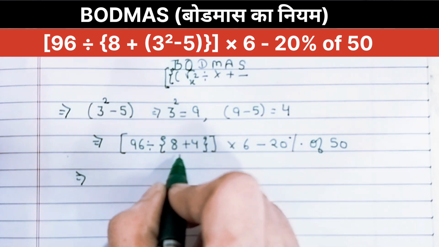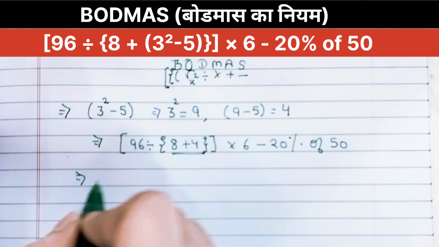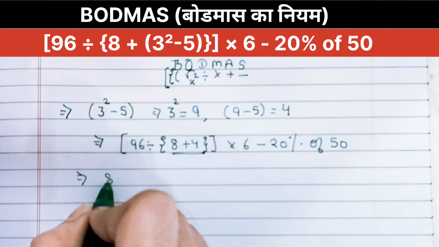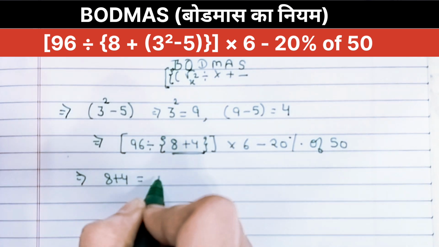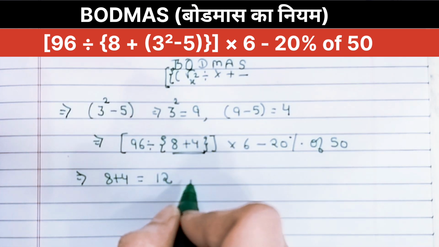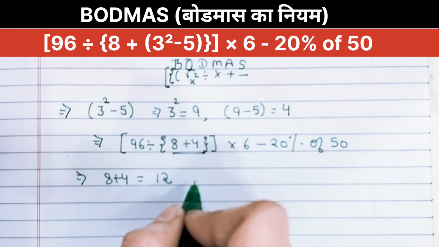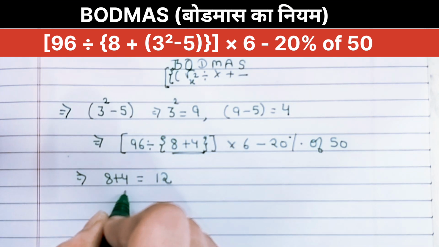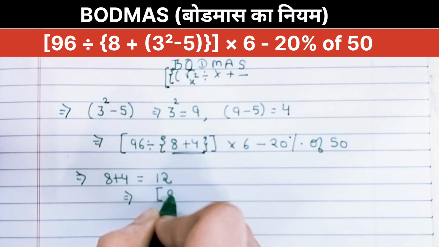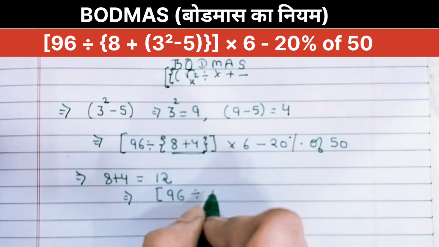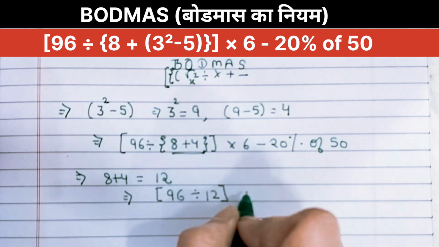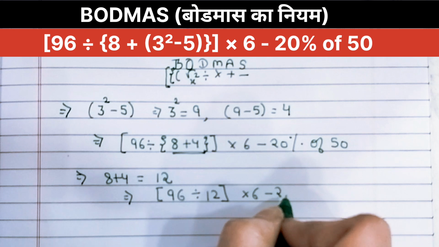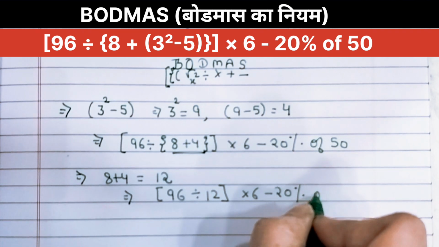Next step says solve the curly braces. Now the curly braces have addition, so perform the addition inside the curly braces. 8 plus 4 becomes 12. According to this step, curly braces are the next innermost layer of brackets that must be cleared before moving outward. And now the current expression becomes 96 divided by 12, square bracket, multiply by 6 minus 20% of 50.